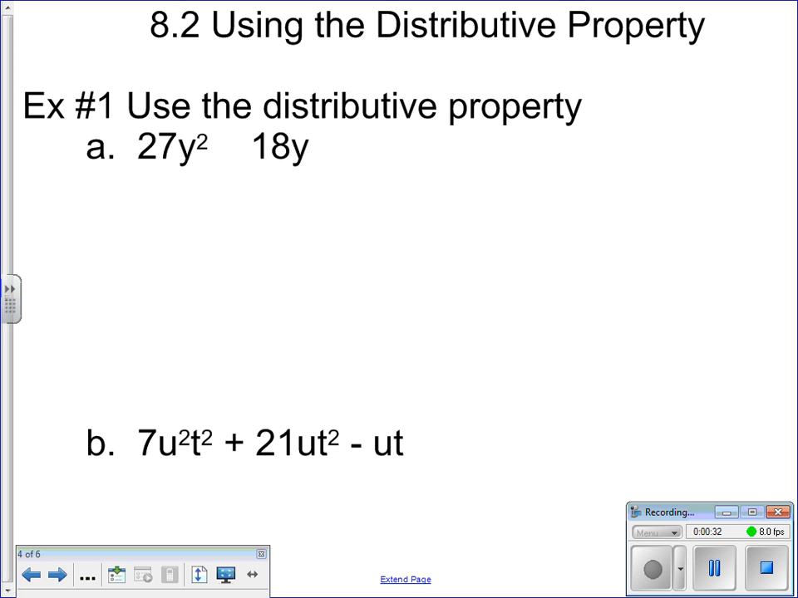So I'd like you to take a moment to review 8.1 and go ahead and find the greatest common factor. So go ahead and pause and find the greatest common factor.